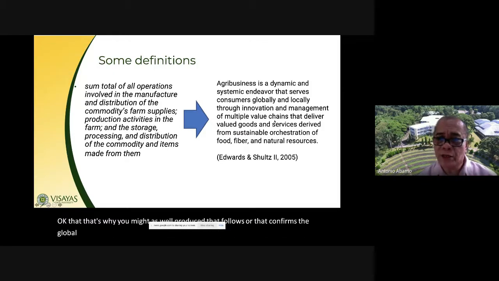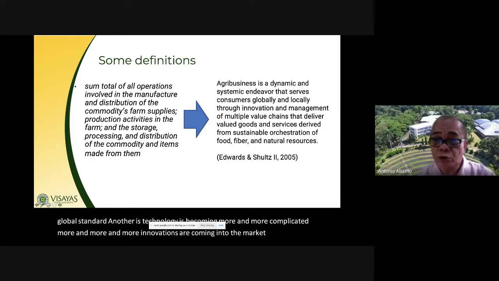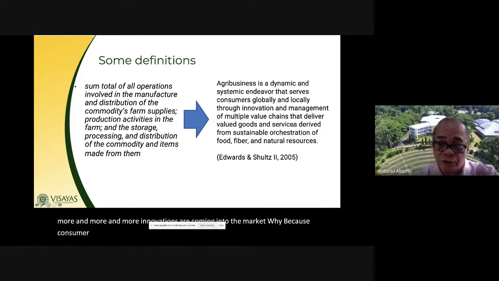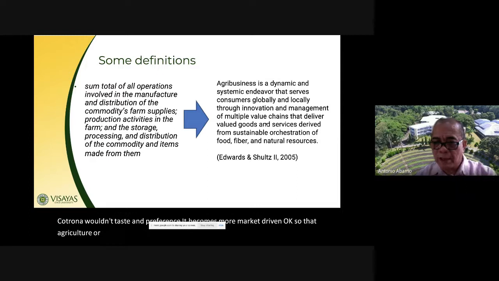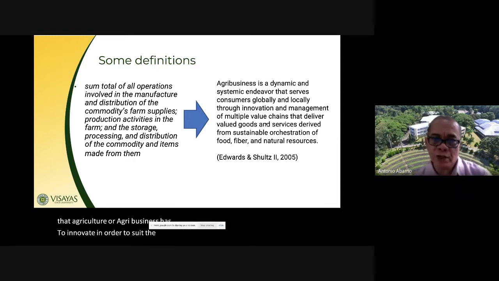Another is that technology is becoming more and more complicated. More and more innovations are coming into the market. Why? Because consumer taste and preference are changing. Generations are changing. It becomes more market-driven, so agriculture or agribusiness has to innovate in order to suit the needs of the changing demands of the customers.